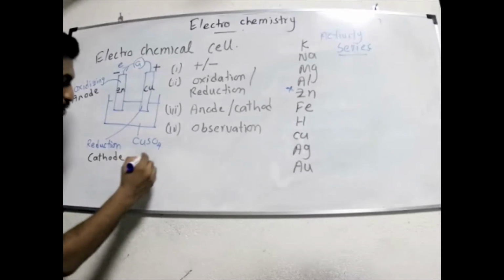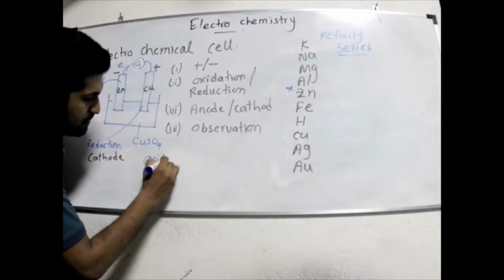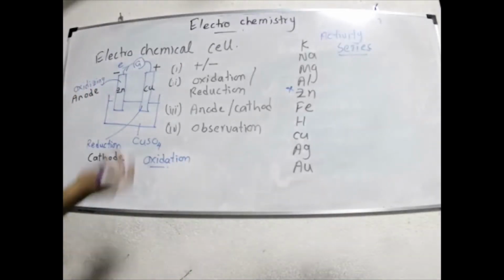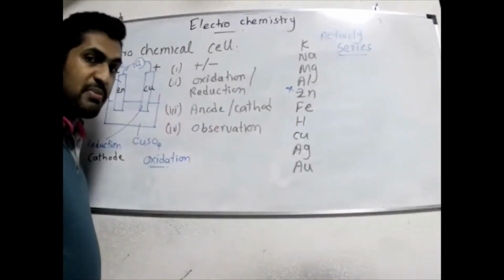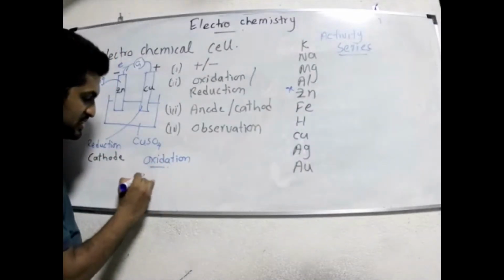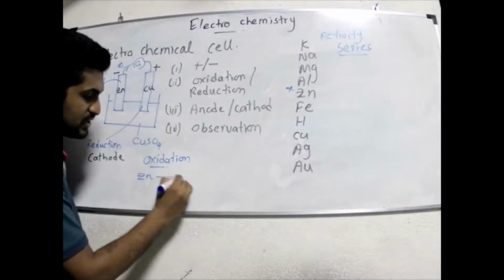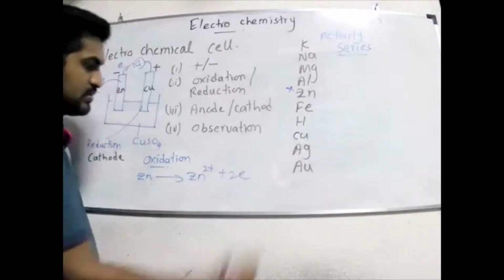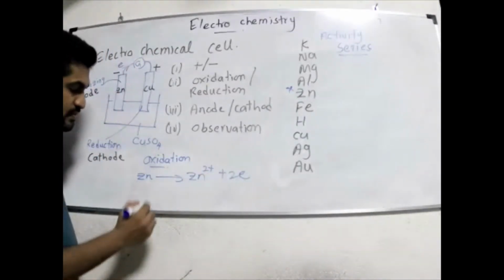Then I told you to write the oxidation reaction. Oxidation reaction means what? Zinc is oxidizing. I told you to remember that oxidation reaction. Zinc is oxidizing, which means zinc goes to zinc 2 plus and 2 electrons. I told you to remember this.